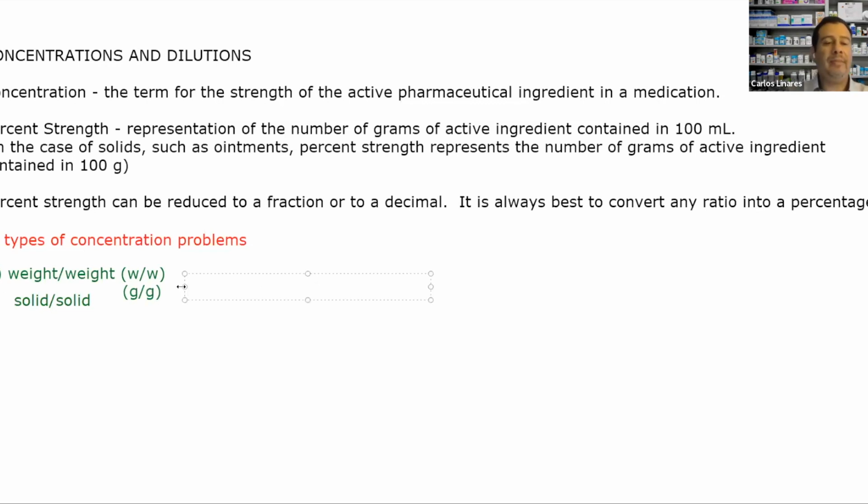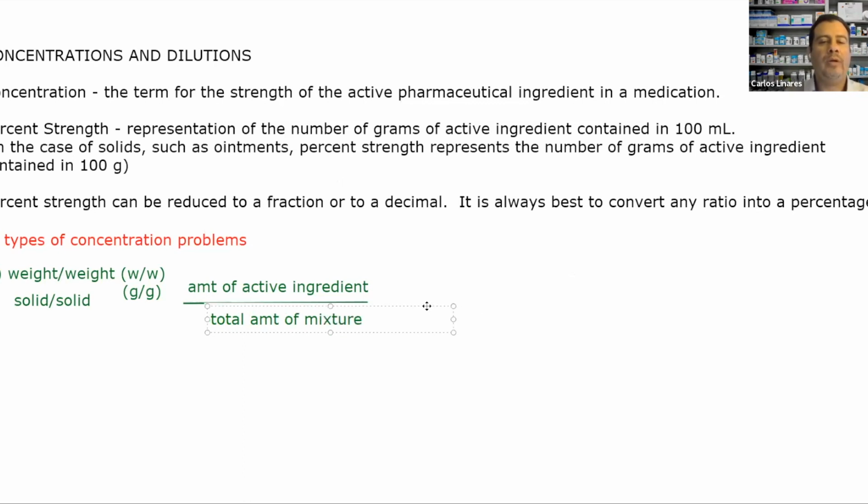So we have the amount of active ingredient, and this is placed over the total amount of mixture, of compound or mixture, of what we're adding together. And this then is multiplied by 100 to give me my percent strength.